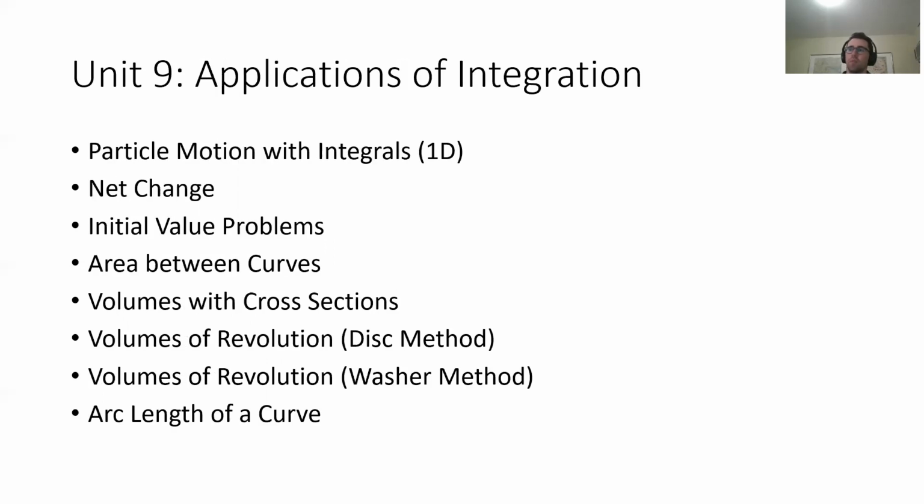Then we got to unit 9, particle motion with integrals, net change, initial and final value problems, area between curves, volumes with cross sections, volumes of revolution with washer and disk. And then also there's a quick tiny topic we need to cover, which is arc length of a curve. That still is fair game for BC. You will not need to know total distance for parametric though.